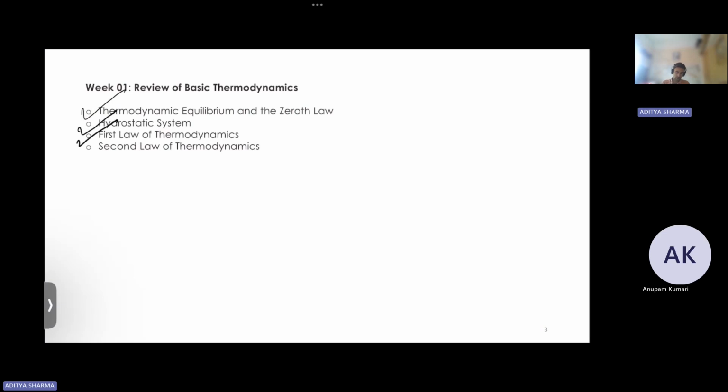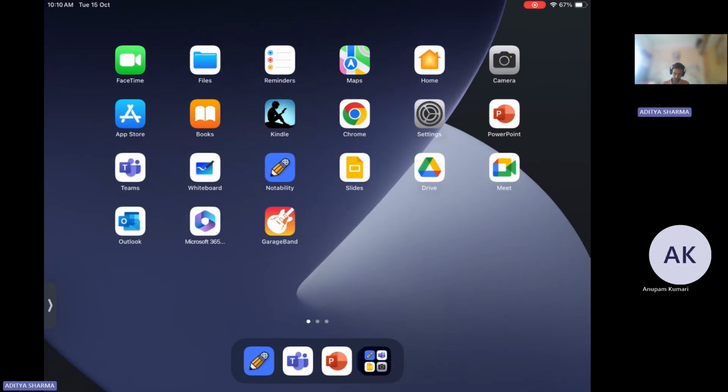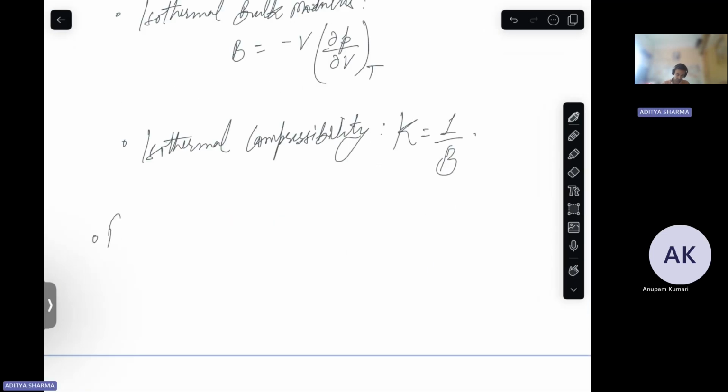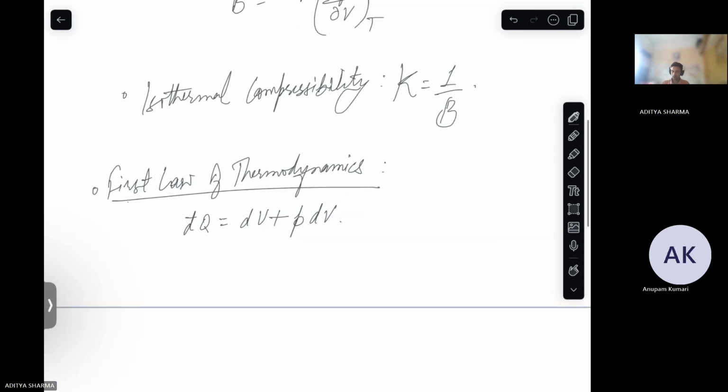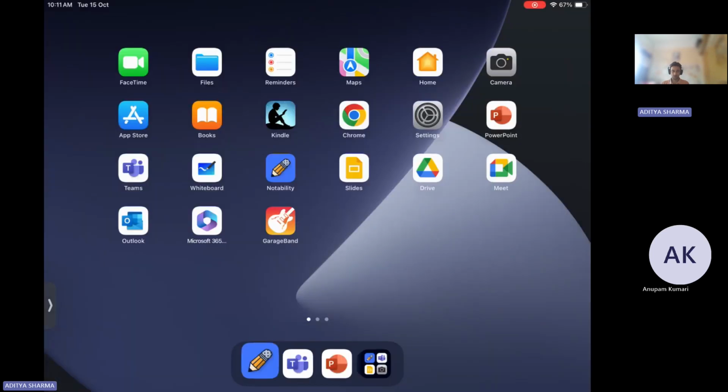Then we move on to our first law of thermodynamics, which is basically the law of conservation of energy. From here we have this expression. I'll just jot this down. All the topics it is not possible to discuss, but at least we'll get the gist. Here U is for internal energy and the other nomenclature is standard. So this is your first law of thermodynamics.